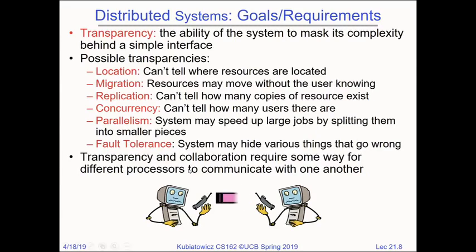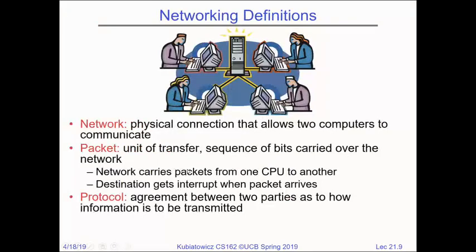So transparency and collaboration basically requires some way for different processors to communicate with one another, of course, and that's going to lead to networking. Now, we're not going to go into the depths of networking today. We're going to actually sort of use it. But what are some definitions that I'm assuming you all have here? So a network is a physical connection that allows two computers to communicate. A packet is a unit of transfer. Okay, network carries packets from one CPU to another, routes them across other networks. The destination gets an interrupt when the packet arrives and processes it. Okay? The last thing is a protocol, which is an agreement between two parties as to how information is to be transmitted. Okay? So these are pretty simple, and they're things that you've run into already this term.